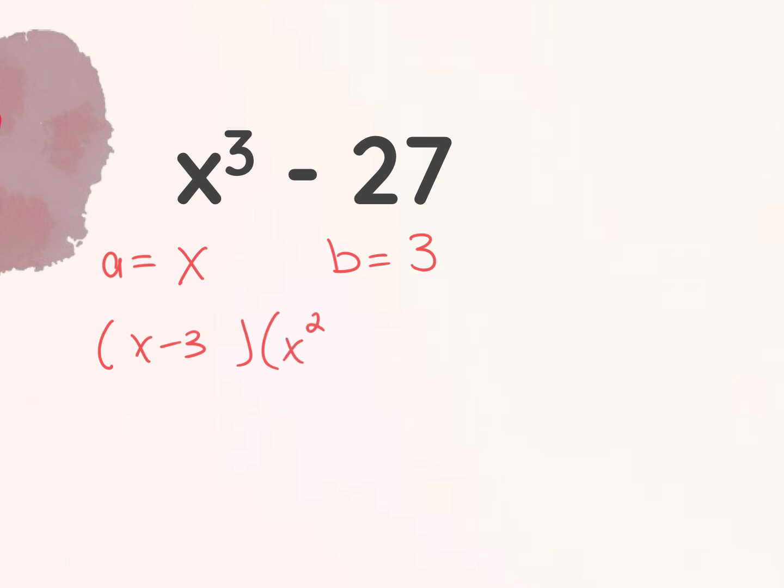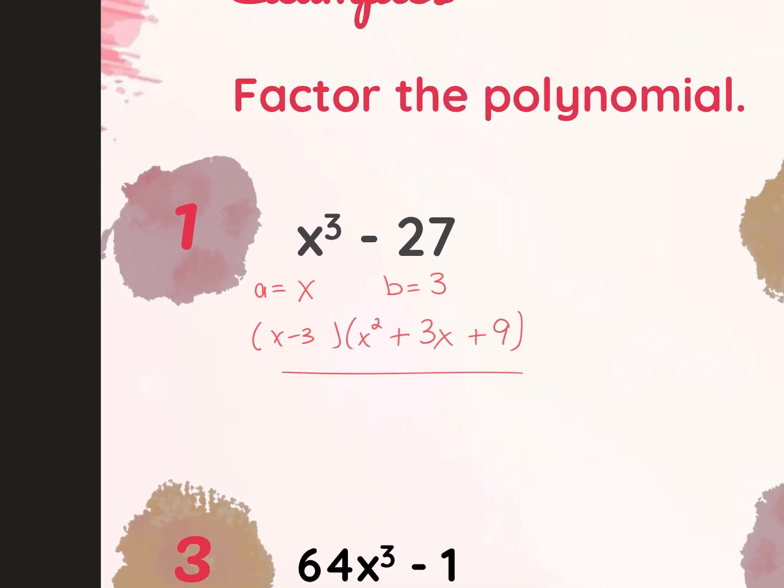Look at your pattern. What comes next? What sign? Plus. What do I do with A and B? I multiply them, so 3x. And then you square the last term. What's B squared? What's 3 times 3, guys? 9. That's it. If you don't know the pattern, you're sunk.